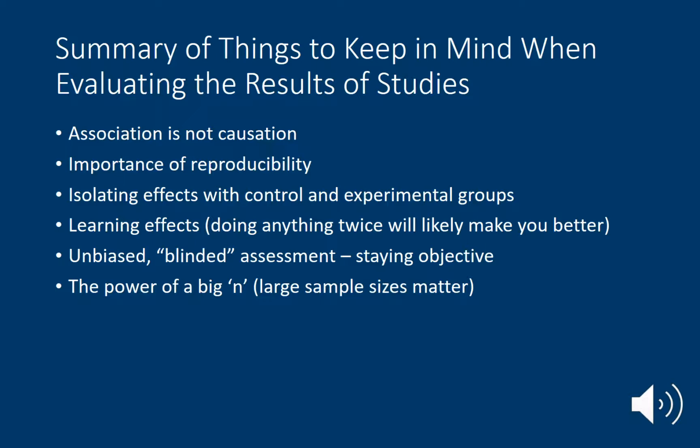Likewise, we have to always keep in mind that there sometimes may be learning effects. If we do anything twice, we're probably going to get better at it. And we also have to stay objective. It's important to stay unbiased and blinded where possible. And large sample sizes matter. The power of a big N. If we have too small a sample, we might not be drawing accurate conclusions.